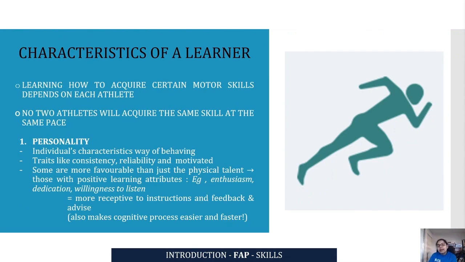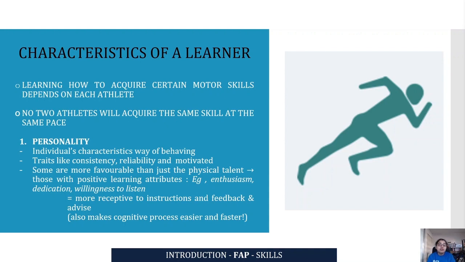So let's have a look at the characteristics of a learner. Essentially, learning how to acquire certain motor skills depends on each athlete. Everyone learns differently, everyone moves differently, everyone has a different way of thinking about things. So every learner will have different characteristics, and no two athletes will acquire the same skill at the same pace. Some may pick up really fast, but then take time to adapt to different situations. Some may take time to actually learn the skill, but then be really good at technically adapting it.